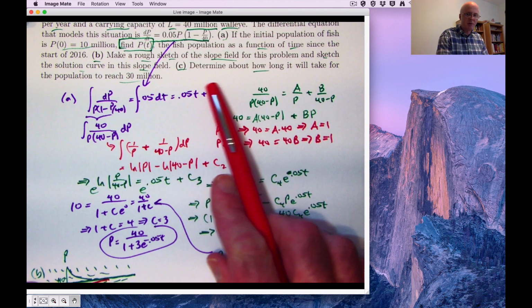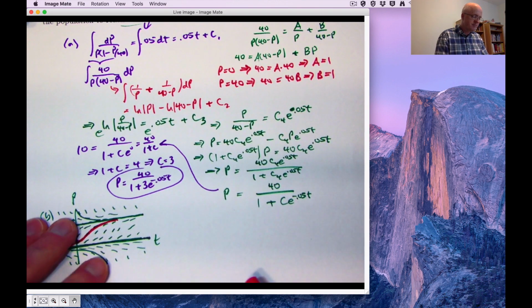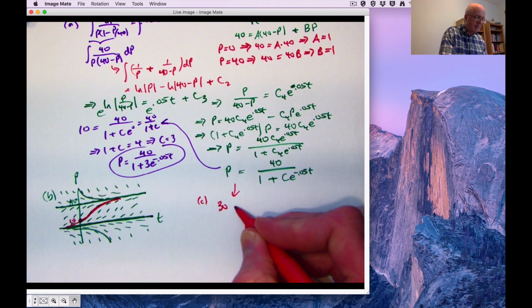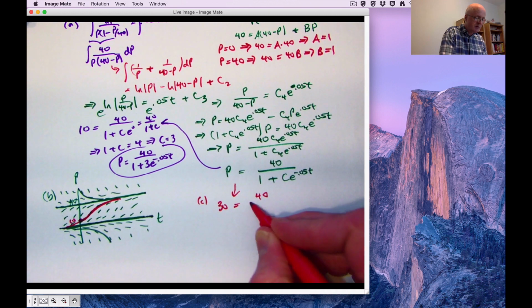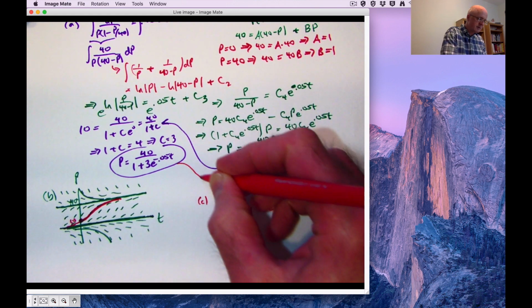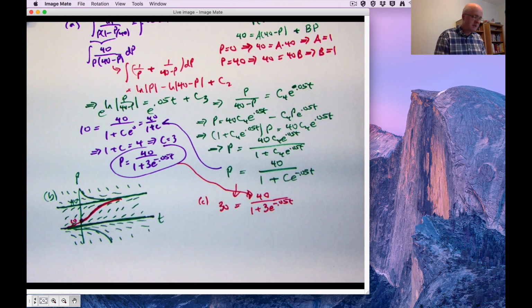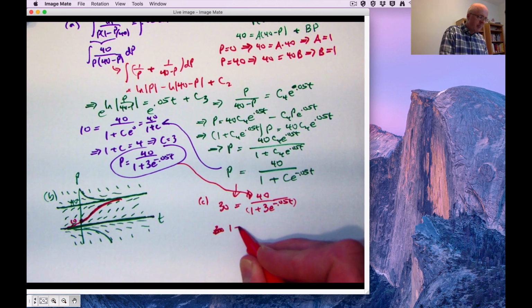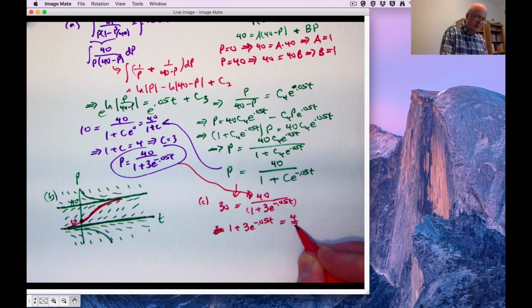Part C is an algebra problem to determine about how long it's going to take to reach 30 million. So I need to set p equal to 30 and c equal to 3, which is what it was before, and solve for t. So you need to cross multiply and rearrange and use the logarithm. If we cross multiply, we're going to get 30. I can also divide both sides by 30. 1 plus 3 e to the negative 0.05 t will be 40 over 30, which is 4/3.